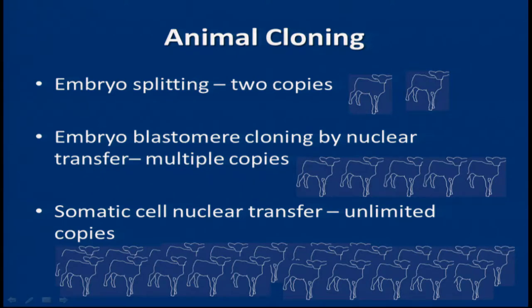Now, there are a number of different ways we can do animal cloning. The most simplistic one is simple embryo splitting, in which case you can get two copies. Occasionally, you can get three copies if you further divide the embryo. But there's one feature, the developmental clock. At this point in time when we're doing the embryo splitting, the cells are undergoing cleavage division.